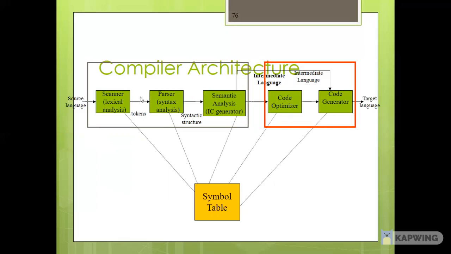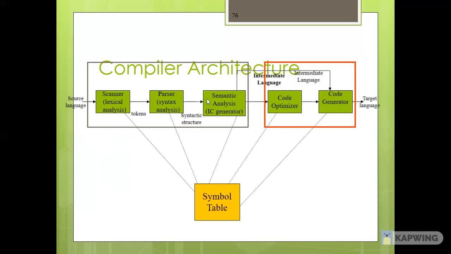So these are the phases of compiler. In the source program, the first one is the scanner, in which there is lexical analysis. It will generate the tokens. Tokens will be given as input to the parser. There are different types of parser. In the parsing phase, we are finding the syntax. If the syntax is correct, the syntax analysis is done.